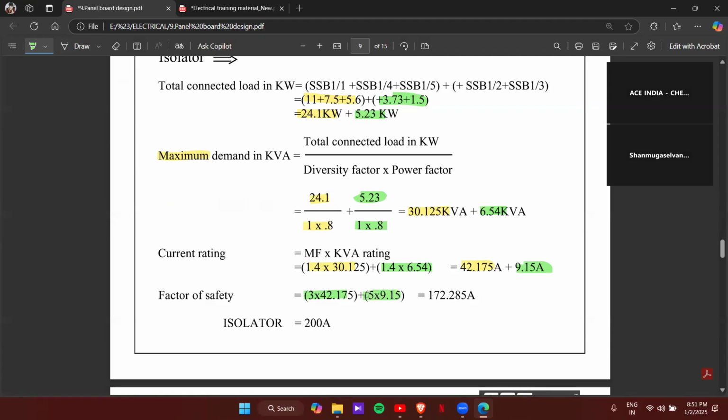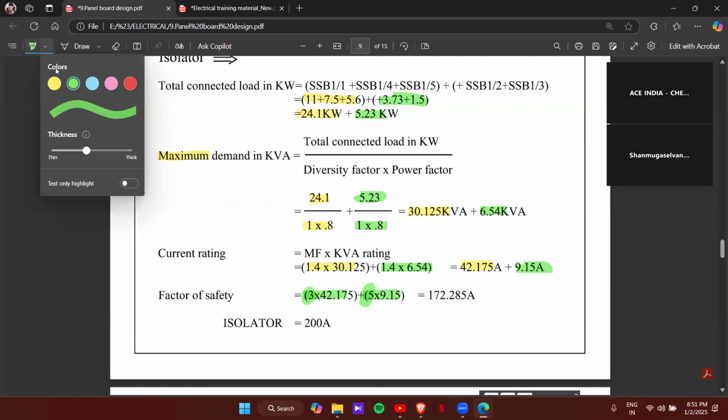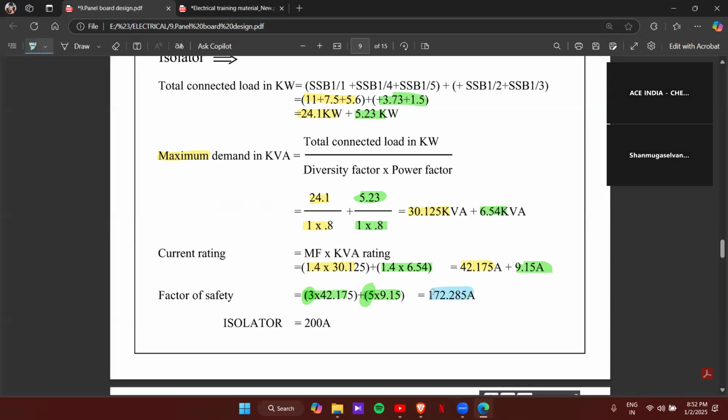5 into 9.5. So once you calculate this one, just add both. Okay, so till this part, we have to take it separately because we have 3 times here and here we have 5 times. Okay, so we'll have 172.28 ampere is the rating.